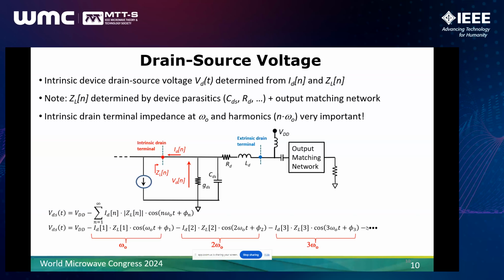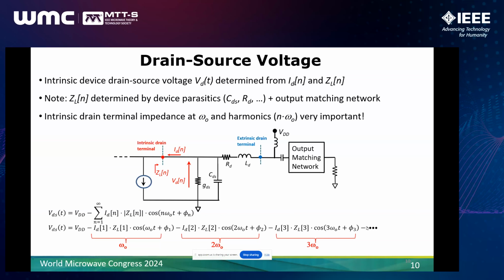So the time domain voltage that's developed on the intrinsic drain terminal will be equal to the supply voltage VDD, assuming no resistive losses between VDD and the intrinsic node, minus the product of the current and the impedance at the intrinsic node, and then accounting for the phase of the loading as well. So again, we can fairly easily go between the frequency domain and time domain, and it illustrates the concept of the ZL being the loading that's presented to the device.